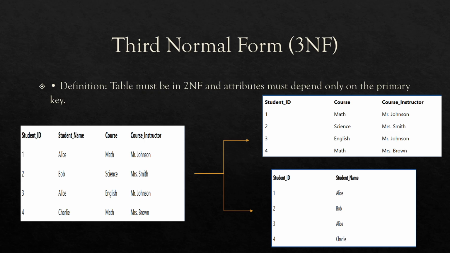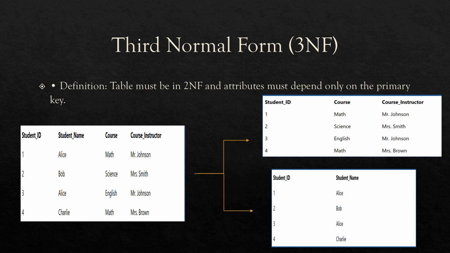The third normal form eliminates the transitive dependencies. A table is in 3NF if it is in the 2NF and if non-key attributes do not depend on other non-key attributes. In this table, we have repeating groups of course and course instructor for each student name.